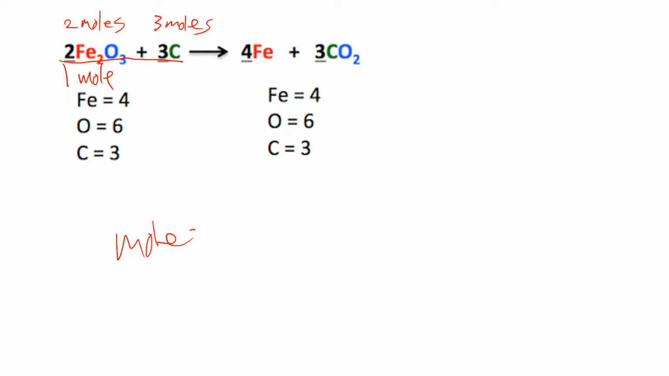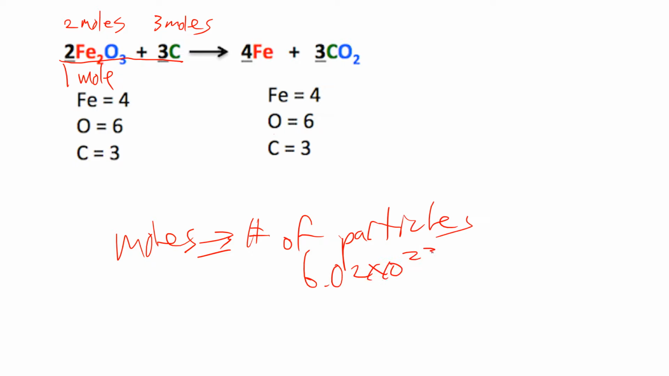Moles is just the number of particles, right? And more specifically, 6.02 times 10 to the 23. But it doesn't matter if it's 20 particles or 10 particles. If for every 2 particles of iron oxide you need 3 particles of carbon, then if you need 2 moles of iron oxide, you need 3 moles of carbon.